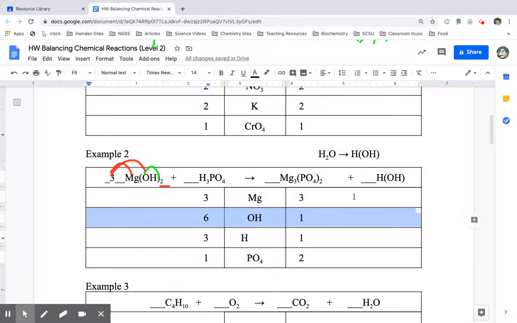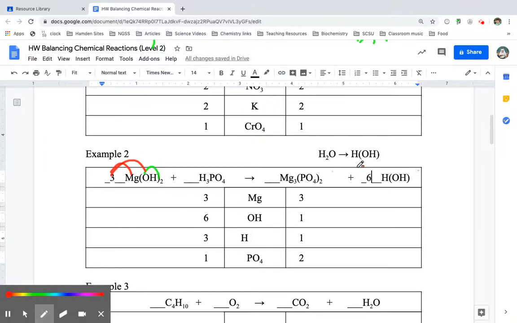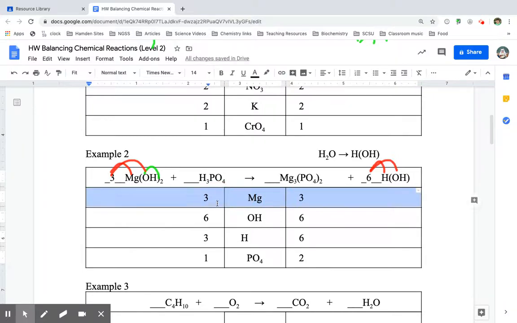OHs, not so much. I need 6 on this side because there's just 1. 1 times 6 gives me 6. But remember, it multiplies through 6 H's and 6 OHs. It goes to both. So I have 6 OHs and 6 H's now. All right, my Mg's match, my OHs match. These do not. Okay, let's figure it out.